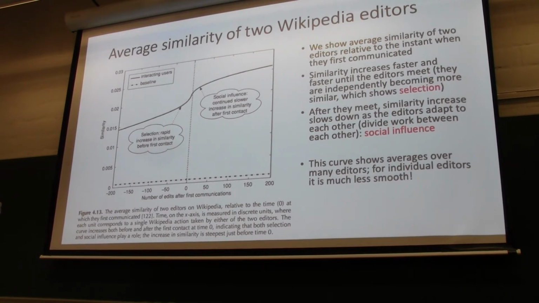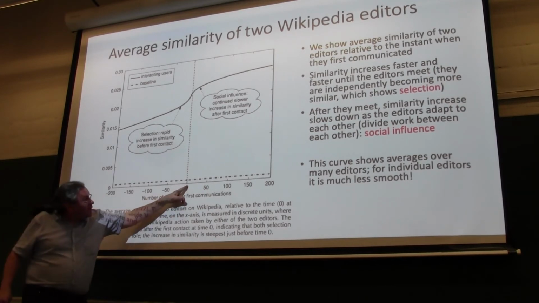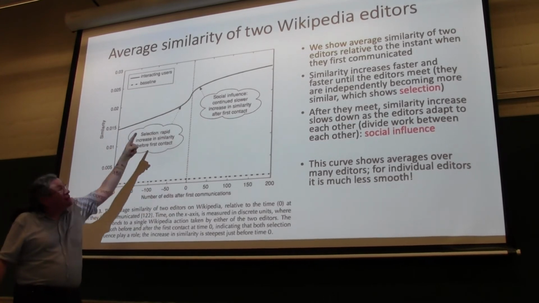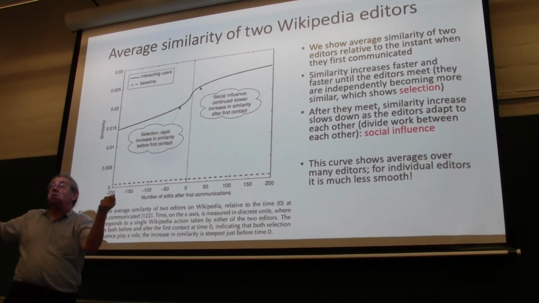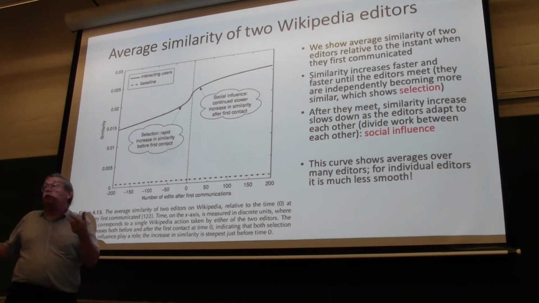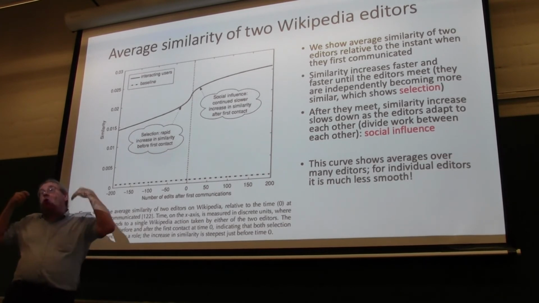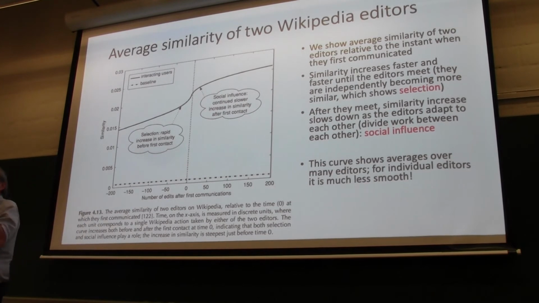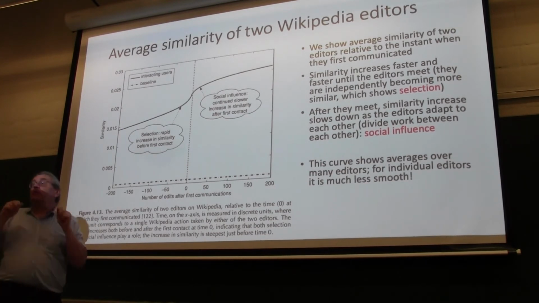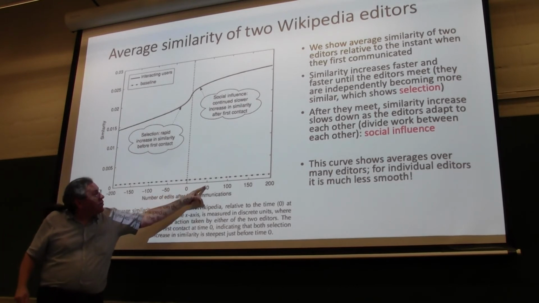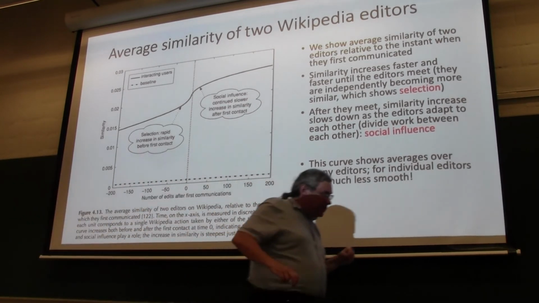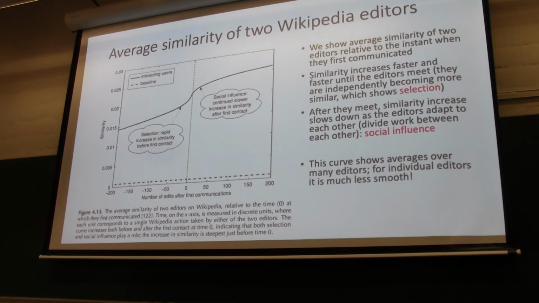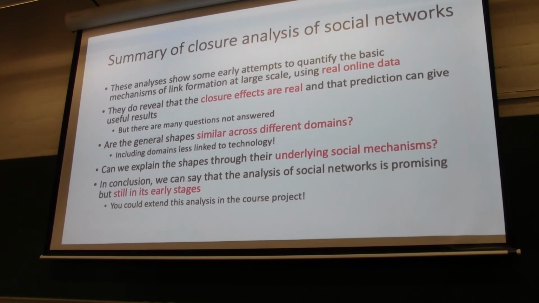So you can see that the reason why they meet is because they are becoming more similar. And that's independently. There's no connection between them, at least not on Wikipedia. They don't know each other because, maybe they know of each other, but they never have discussed together. So the knowledge is very weak. But as soon as they know each other, the interaction changes completely. So that's one way that you can actually distinguish between selection and social influence.